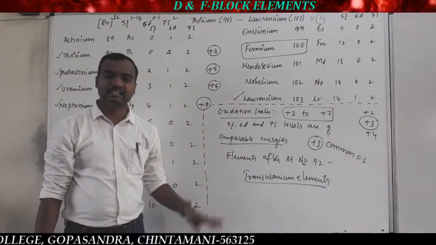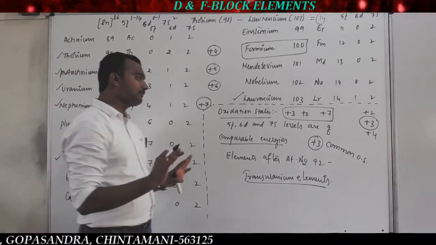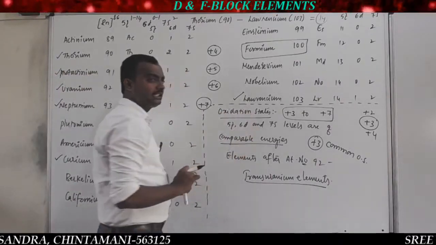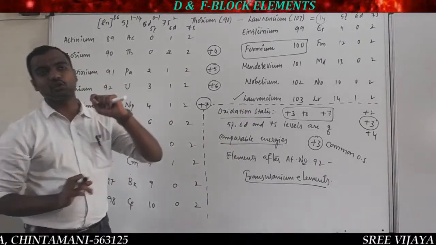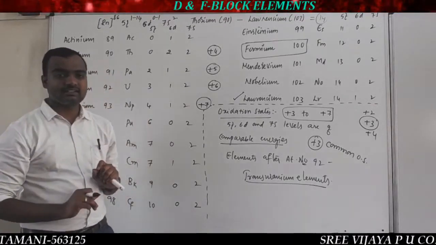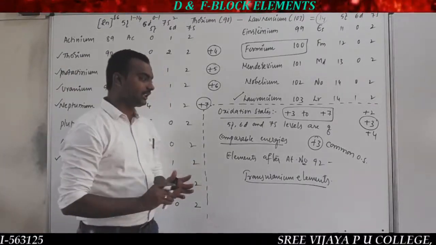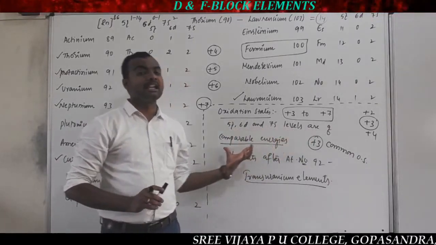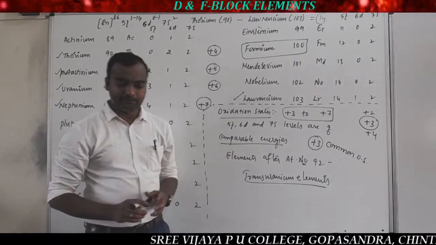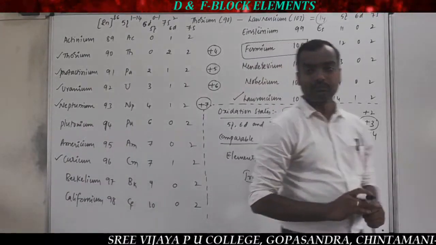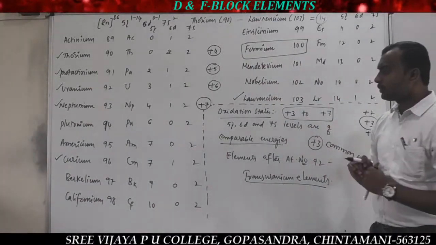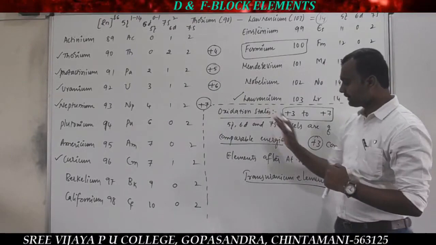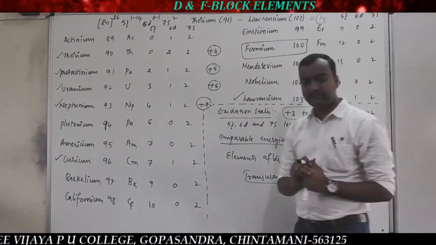Variable oxidation state in the case of actinides. So remember, the usual question that comes is: actinides show greater range of oxidation states compared to lanthanides, give reason. So that is because 5f, 6d and 7s levels are of comparable energies, or a small energy gap between 5s, 6s and 7s orbitals, we say. So that's about the configuration and the oxidation states and also the trans-uranium elements concept.